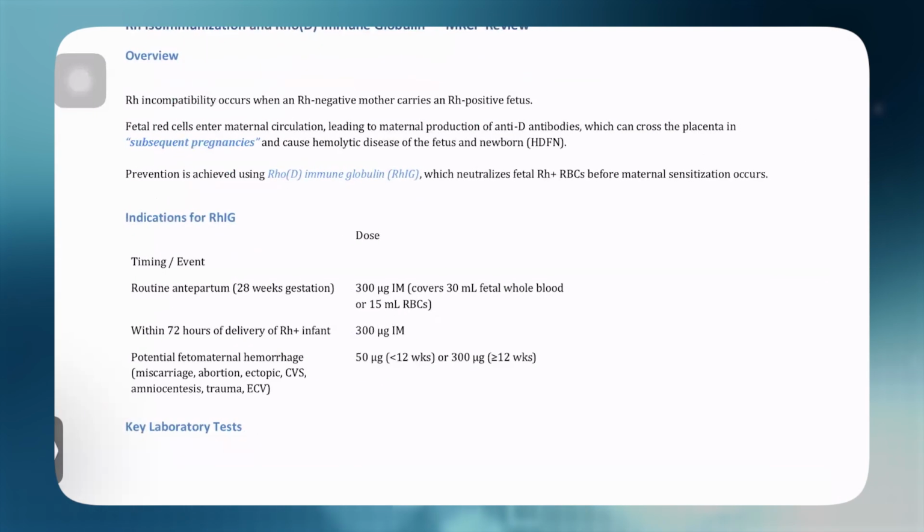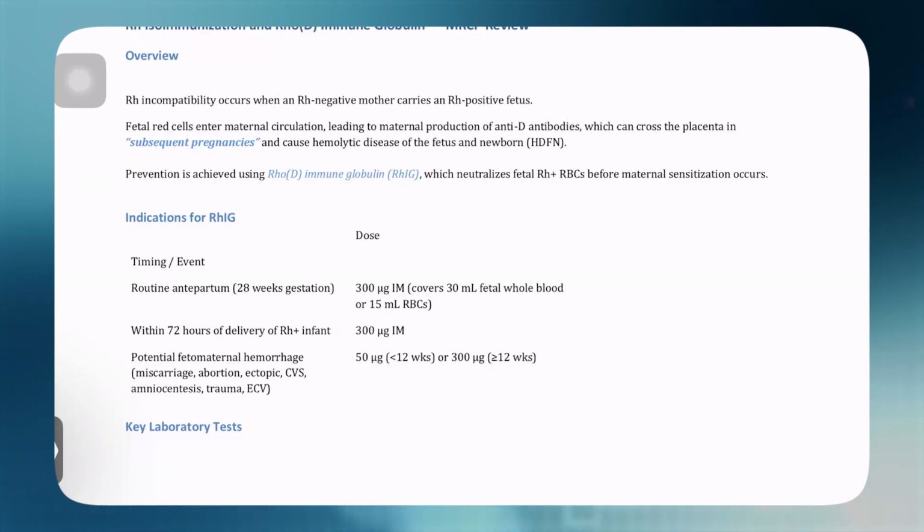So, RH incompatibility, when does it occur? That happens when an Rh negative mother is carrying an Rh positive fetus. That means the Rh negative mother's blood has never seen an Rh antigen. So when the fetus is inside the womb, at the time of delivery, when the blood of the fetus comes in contact with the blood of the mother, that is when the mother's blood gets sensitized to the Rh antigen of the fetus.